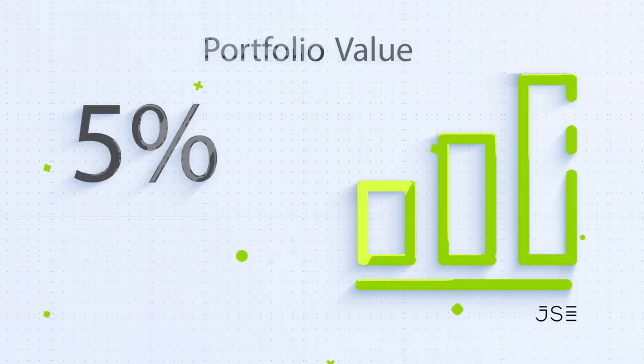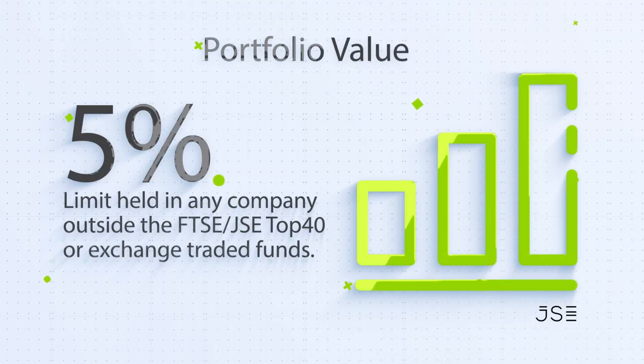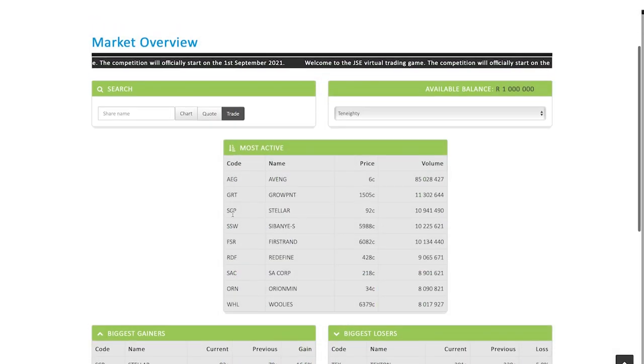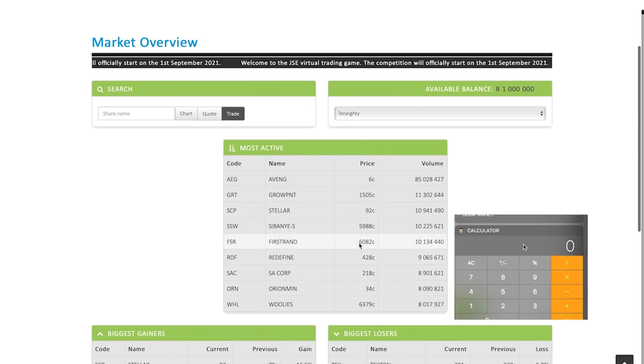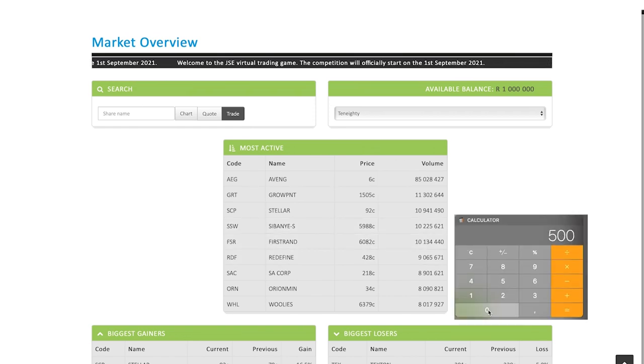And no more than 5% limit held in any company outside FTSE JSE Top 40 or exchange traded fund. Similarly, to work this out each time, take your total portfolio value, multiply it by 5%, and divide that amount by the company share price in rands. That will give you the maximum amount of shares you can buy.